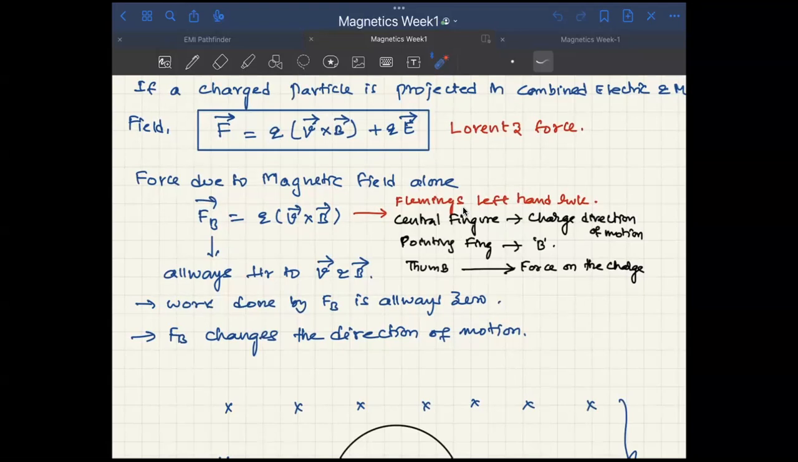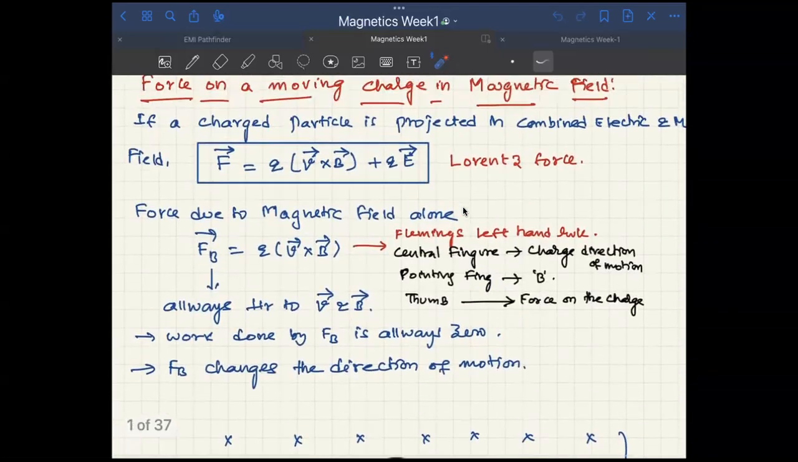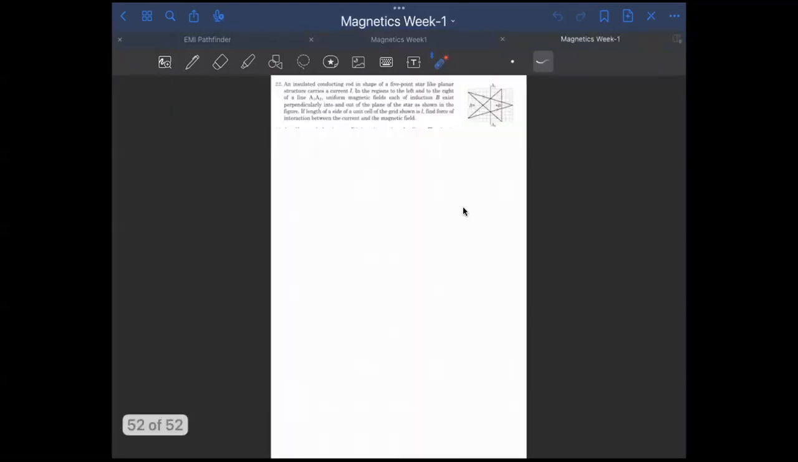See, when vectors were not there, it was very difficult for us to remember the direction of these forces. So then what they have given you is a thumb rule actually. Force experienced is given by the thumb rule. So you take the left hand, stretch the left hand into 3 mutually perpendicular directions. Stretch your left hand into 3 mutually perpendicular directions.